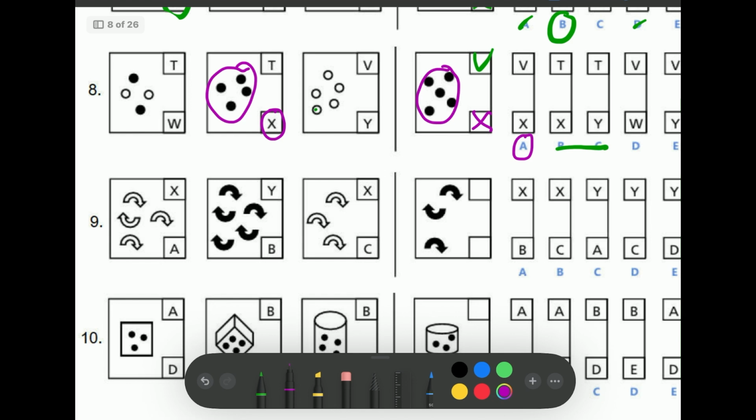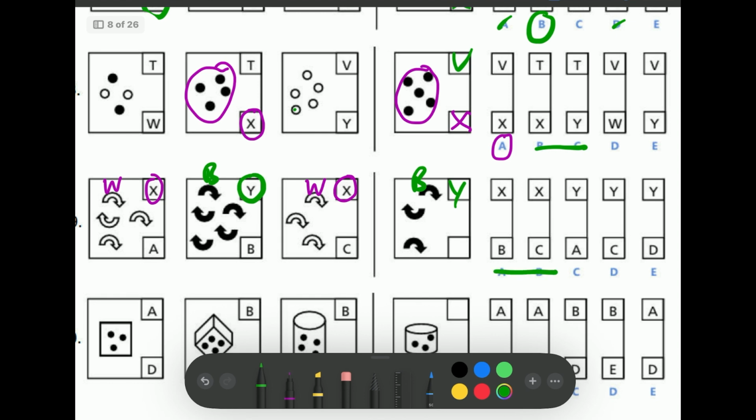Next question. These two both have an X as the first letter, and they both have white arrows. Here we've got black, same as this one, black, and the first letter here is a Y, so we're going to have a Y here, so we can rule out those two.